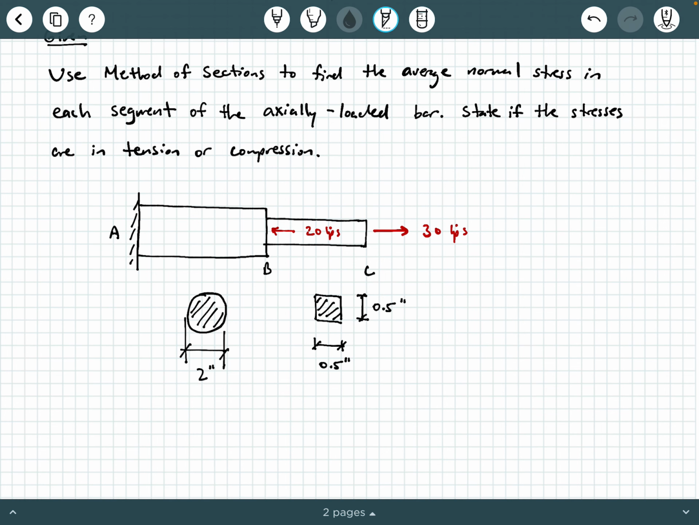Okay, what else are we looking at here? Well, the cross section of member AB, that means what this member looks like on the inside of it, is a circle with a 2-inch diameter. And then the cross section of member BC, again, what it looks like on the inside, is a square with a measurement of 1/2 inch by 1/2 inch.